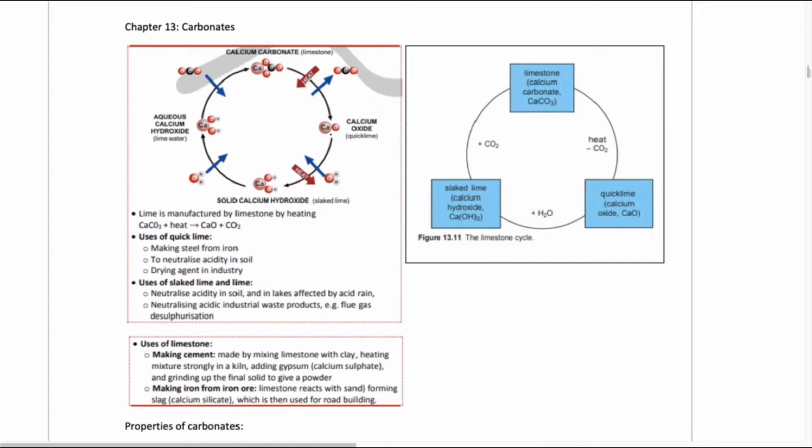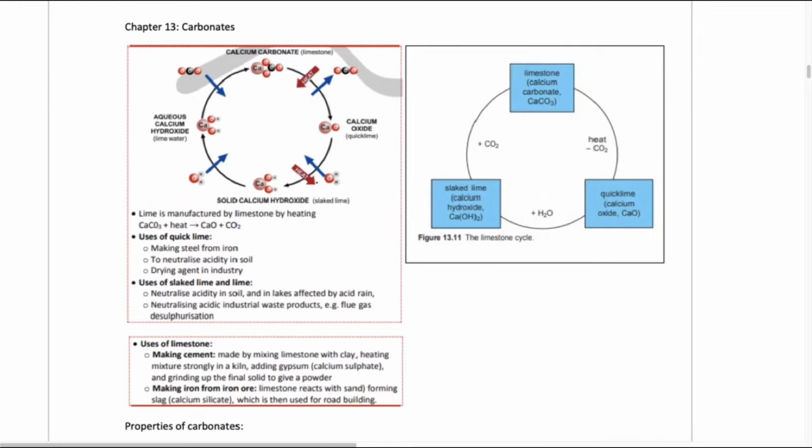Over here they show us a cycle where if you heat up calcium carbonate, then carbon dioxide is released as gas, and then calcium oxide is obtained. We call calcium oxide the quicklime. Okay, so quicklime.